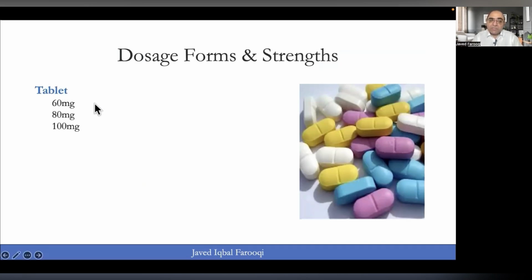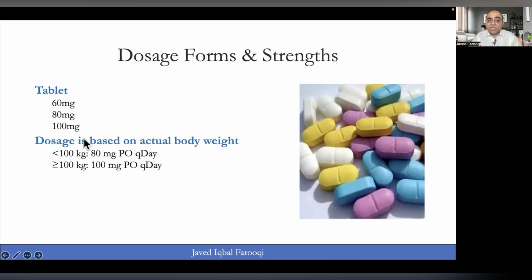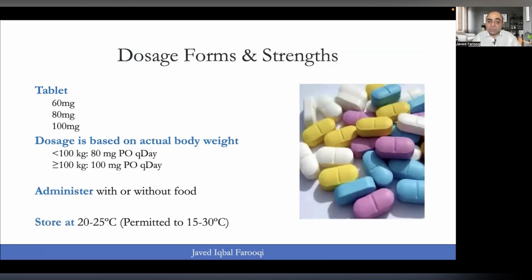Okay, what is the dosage form and strengths of resmetirom? It is available in tablet form in 60 milligram, 80 milligram, and 100 milligram, and the dosage is based on actual body weight. For those who weigh less than 100 kg, it should be 80 milligram orally once a day. And for those who weigh 100 kg or more, a 100 milligram once-daily dose is required. What about the administration? You can give it with or without food. And the storage at 20 to 25 degrees is ideal, but up to 15 to 30 degrees for some time is also permitted.